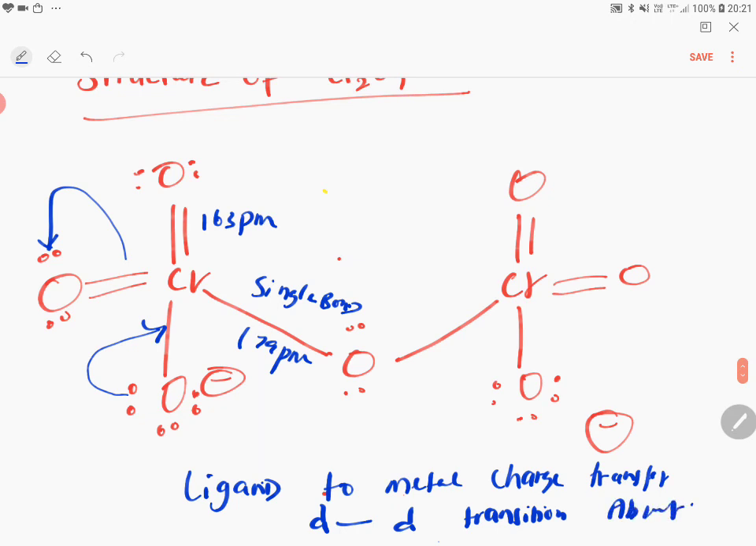Okay, next we will go to the structure of chromate, and here the chromium atom is sp3 hybridized. Tetrahedral, so sp3 hybridized. Okay, great.